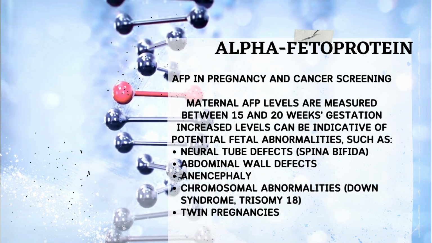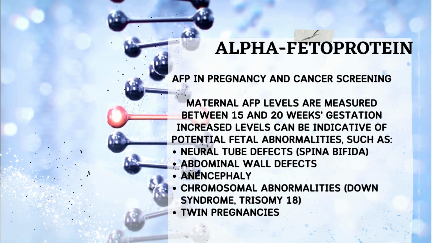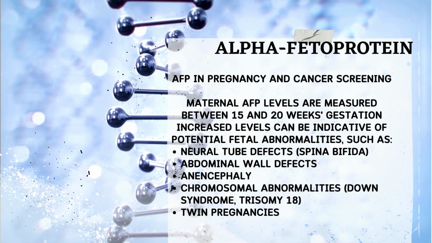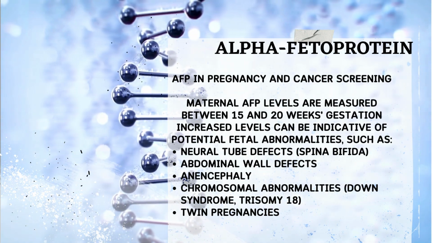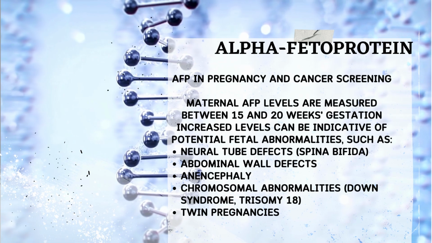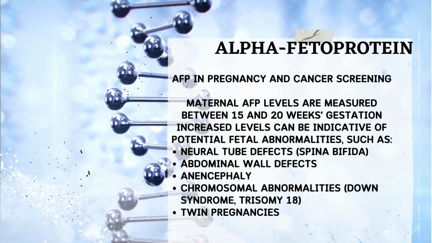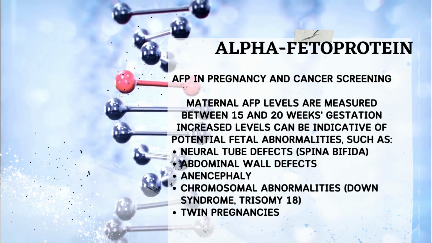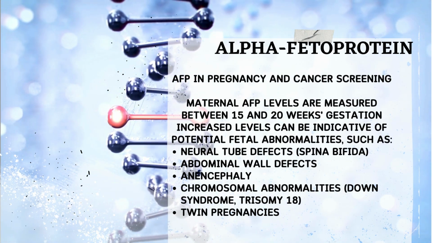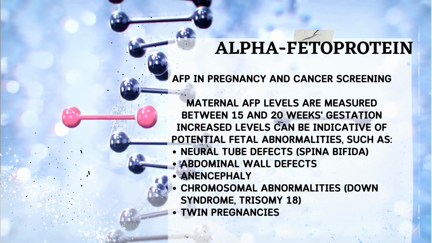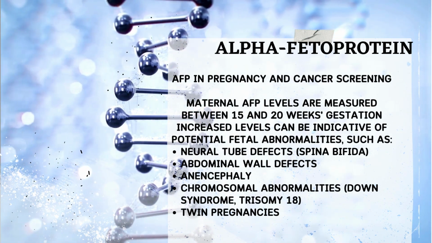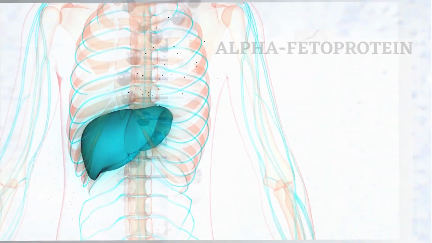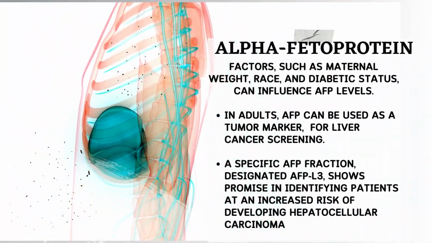Maternal AFP levels are measured during pregnancy, typically between 15 and 20 weeks gestation. Increased levels can be indicative of potential fetal abnormalities, such as neural tube defects, spina bifida, abdominal wall defects, anencephaly, absence of major portions of the brain, and chromosomal abnormalities, Down syndrome, trisomy 18. In twin pregnancies, elevated AFP levels are common.